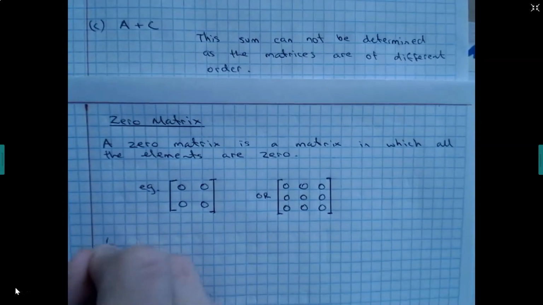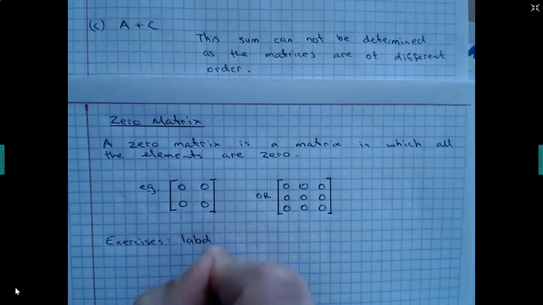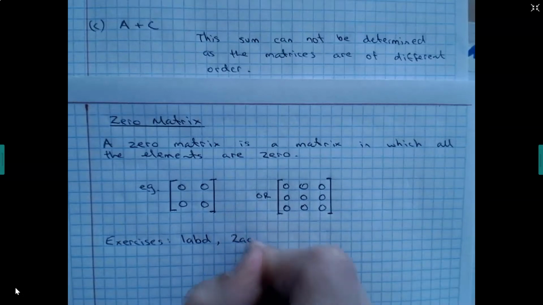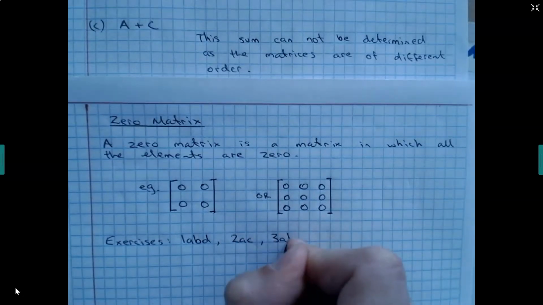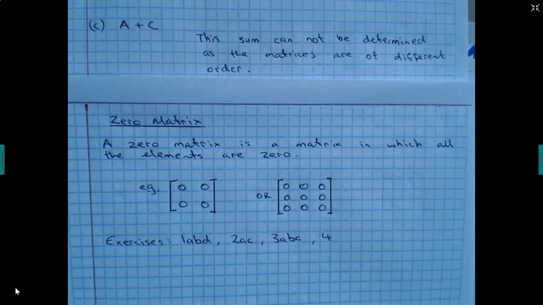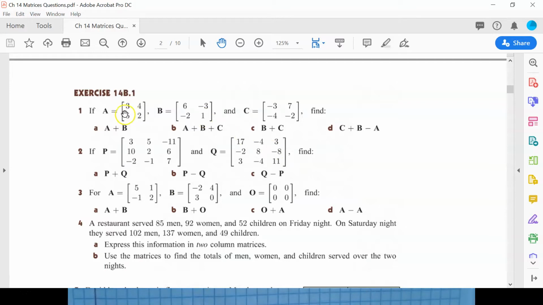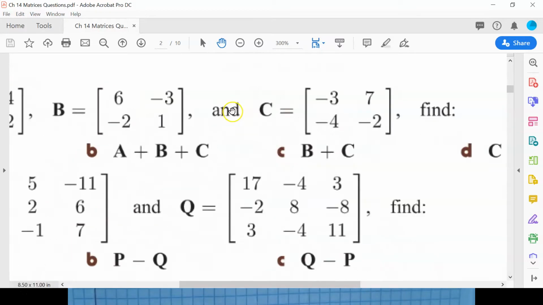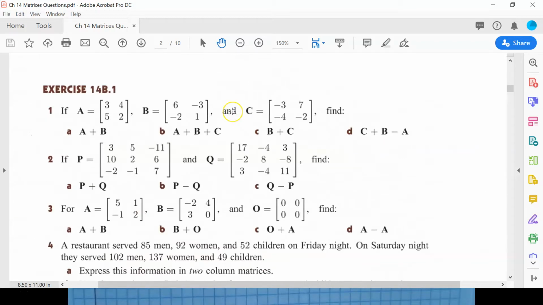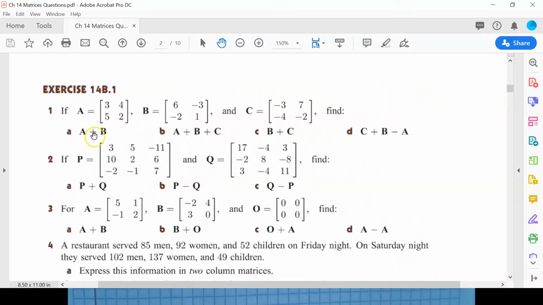Alright, so I just want you guys to have some practice in doing some of these additions. So you can do the following: 1A, B, D, 2A and C, 3A, B, C, and 4. So I'll show you quickly what they look like. So see, in these questions they give you a matrix A, B, C, and then you just have to do some of these additions.